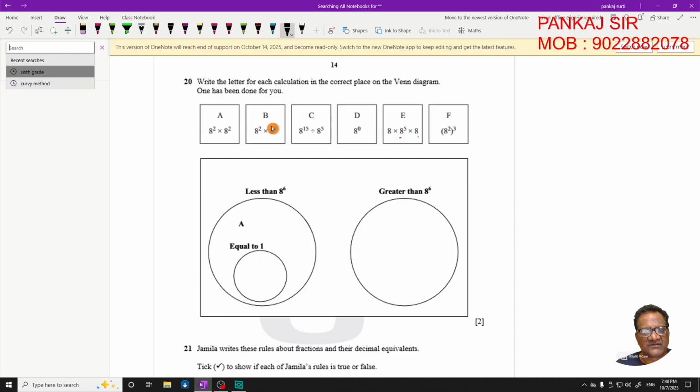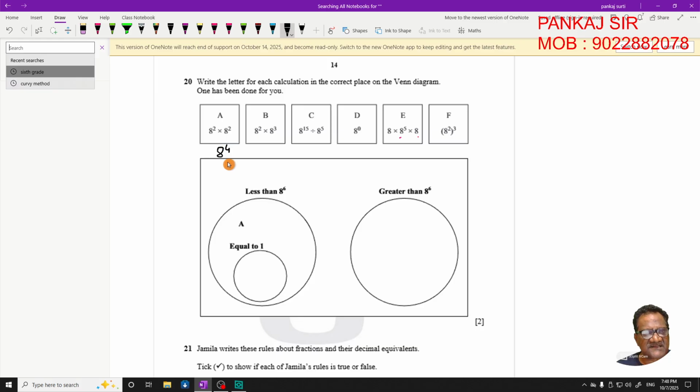Now this question is pertaining to exponential forms. If you are good at exponents, you can do this question very easily. First, card A says 8 raised to 2 into 8 raised to 2, which is 8 raised to 4. How did I do this? Because I know the laws of exponents.